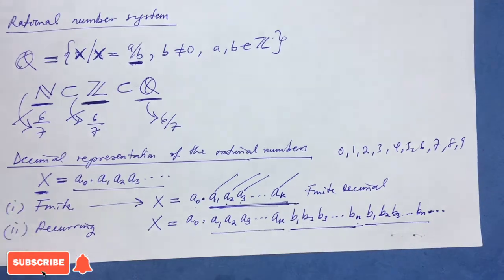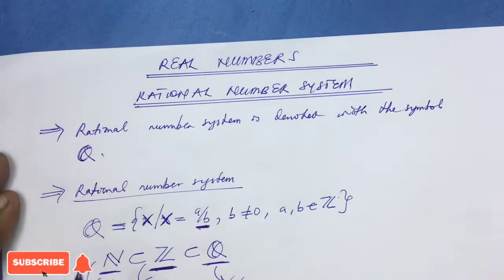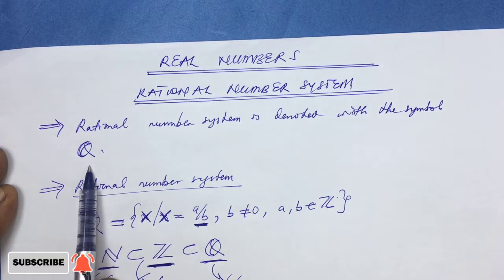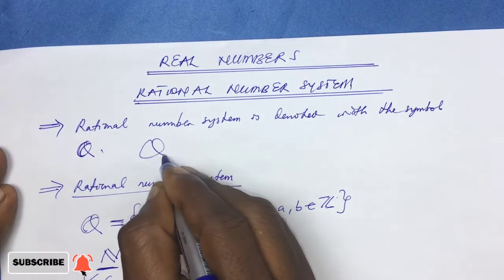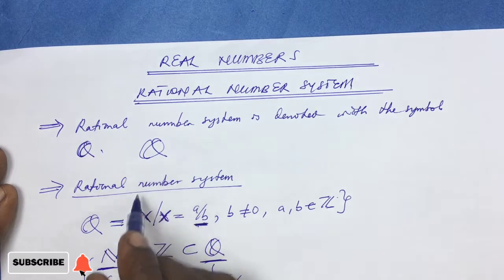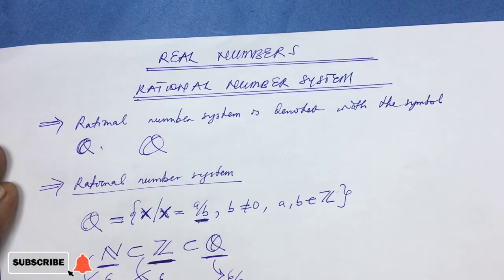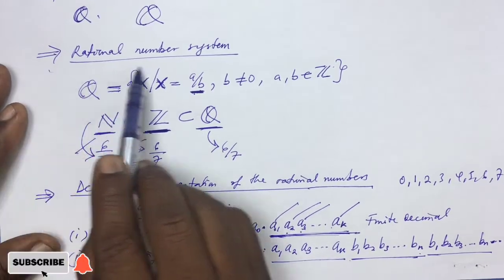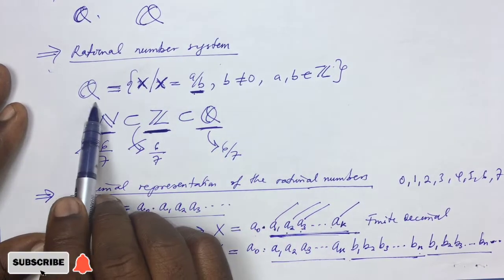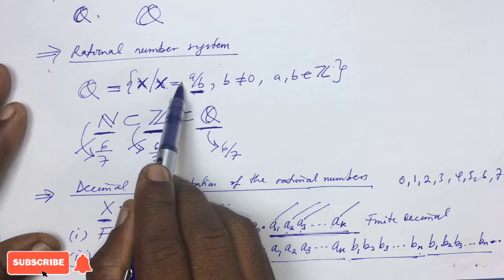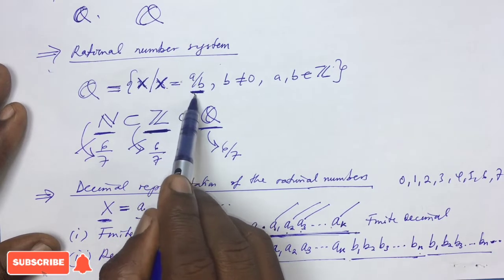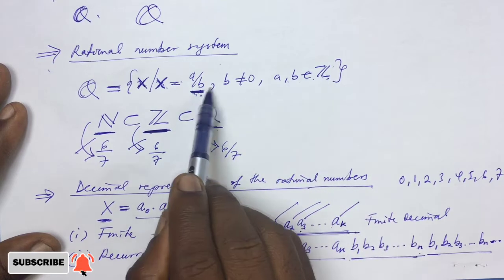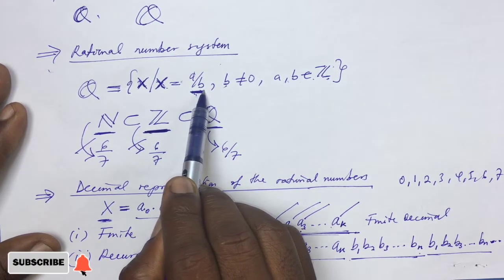Okay? So, again, remember, the first thing we have said is that the rational number system is denoted by this kind of Q, a Q with a double stroke. So when you write your Q and you put a double stroke, this represents the rational number system. Number 2, the rational number system is defined as the set of all x such that x can be expressed as a ratio of two integers, a and b, that is, a and b must be integers, such that b, the denominator, must not be equal to 0.